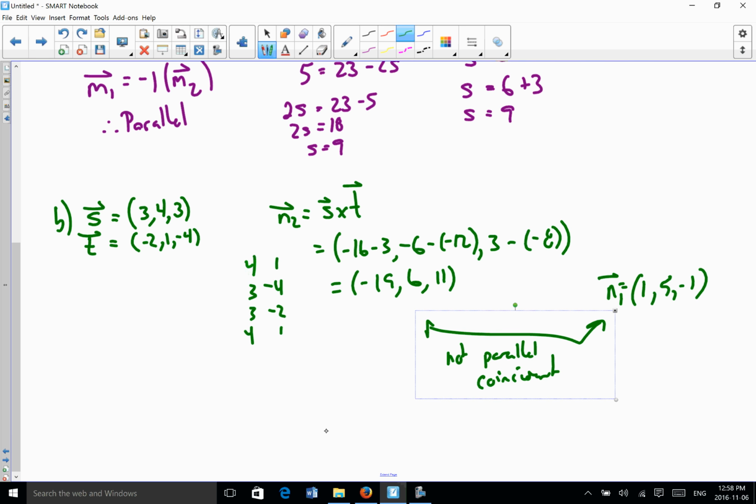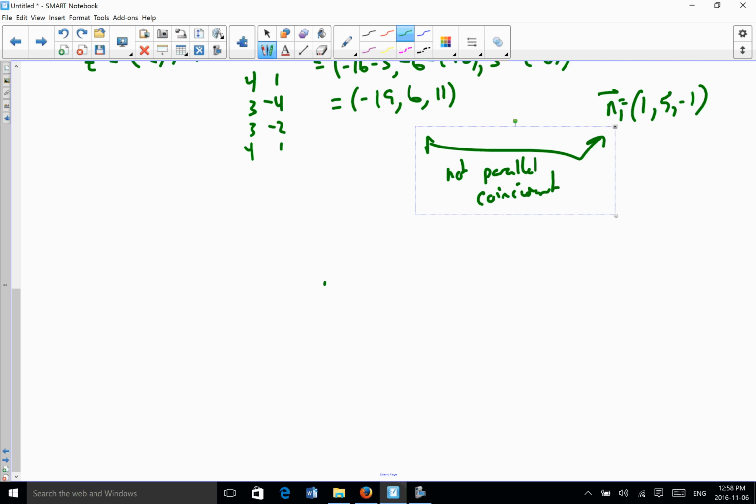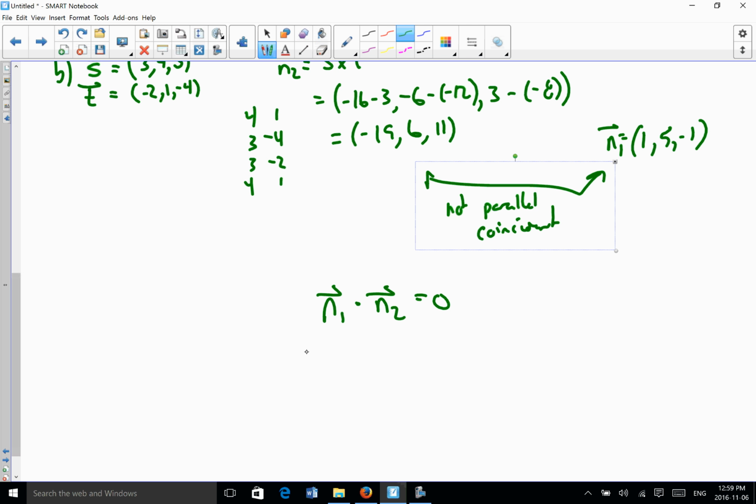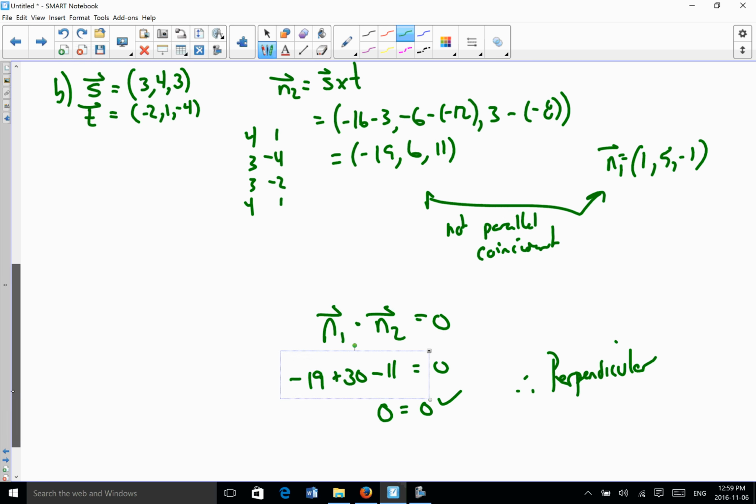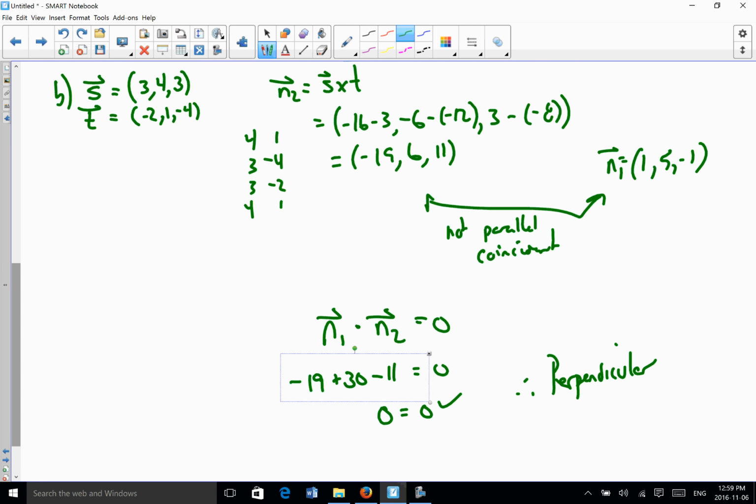The easiest way to check perpendicular is taking a dot product. If they're perpendicular, then my dot product should come out to 0. So let's see. -19 times 1 is -19. 6 times 5 is 30. 11 times -1 is -11. And what do I get on the left side? Oh, I got 0. So what does that tell me? That tells me perpendicular. Now, just to point out, in case it hadn't come out that way, if it's not parallel or coincident, and it's not perpendicular, the only thing you're left with is neither, obviously.